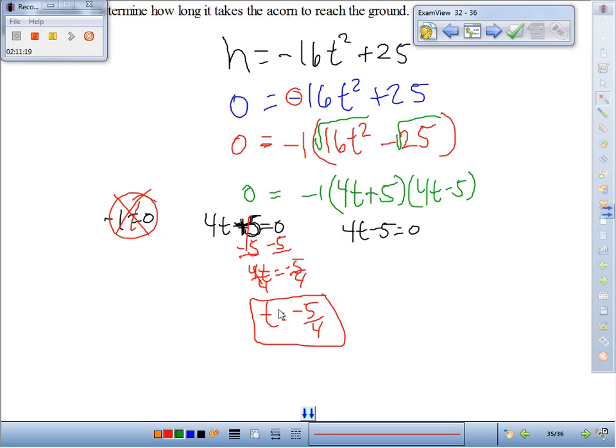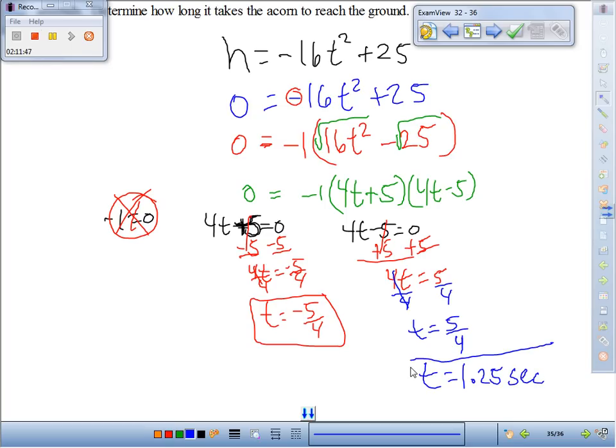To the next one. Plus 5, 4t equals 5. What's our last step? Divide by 4, t equals 5 fourths. Let's simplify this one. How many times does a 4 fit in here? 1, and we're left with 1/4, which is 1.25 seconds. Now check this out. I'm only going to use this one. Why? Because we do not count seconds in what? Negatives. We only go with our positive answer. Everybody see that? Okay.